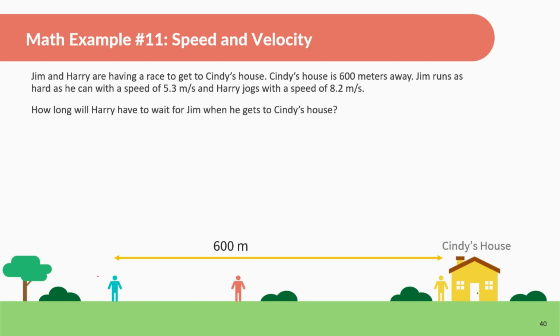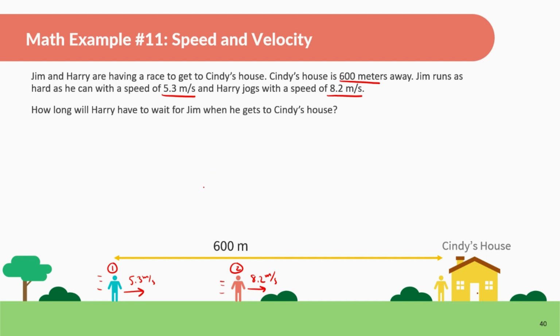Okay, so these guys are running, both going 600 meters. Sorry, I should underline the key piece of information here: 600 meters away. I'm going to put Jim as number 1 and Harry as number 2. We know that Jim is going at a rate of 5.3 meters per second, and Harry is going at a rate of 8.2 meters per second.